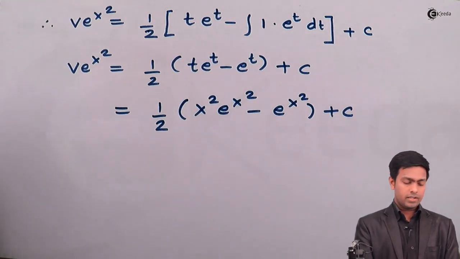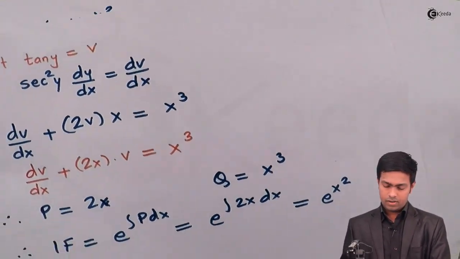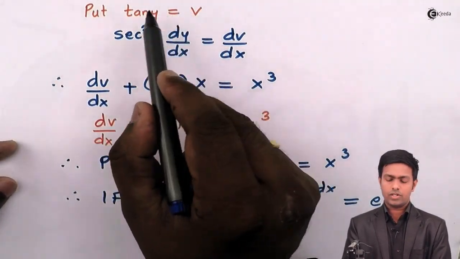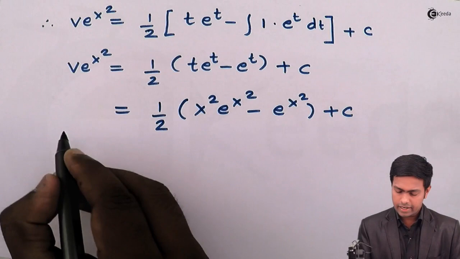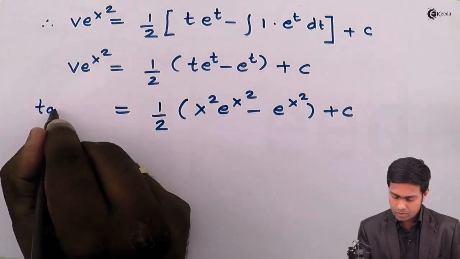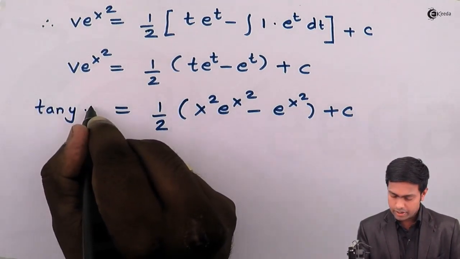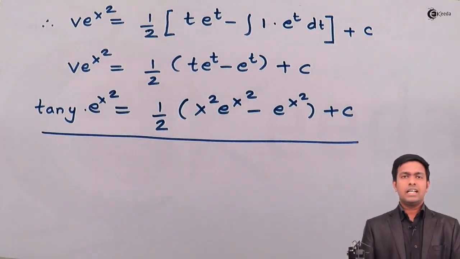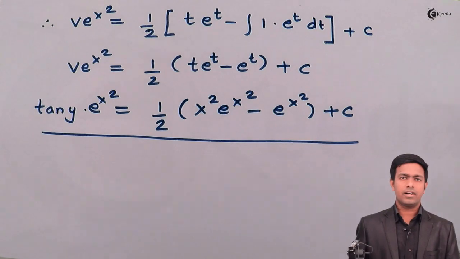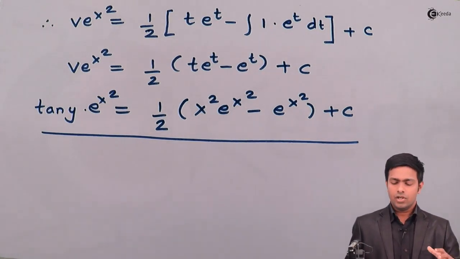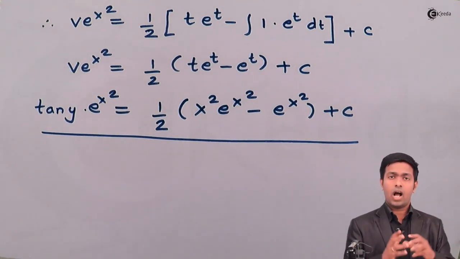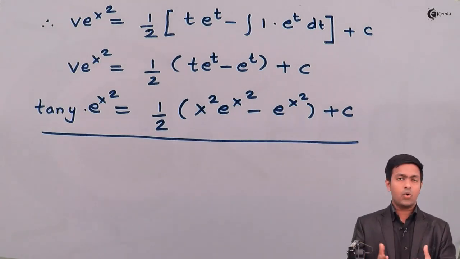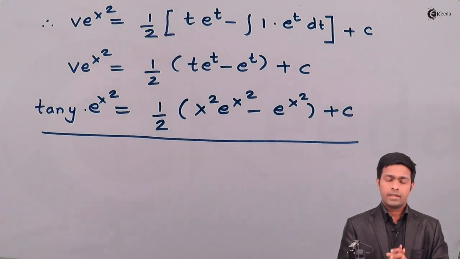What is the value of v? Here v is a function of y, so v was tan y, so here I'll say it is tan y into e raised to x square. And guys, this is nothing but the solution of the given linear differential equation. So I'm sure that you understood how to reduce the given differential equation into linear form, and then how to get the solution. Thank you very much.